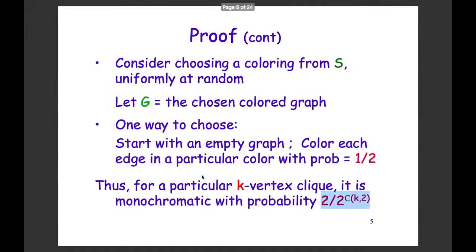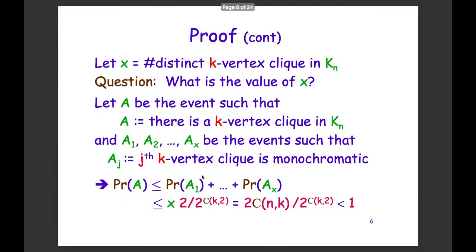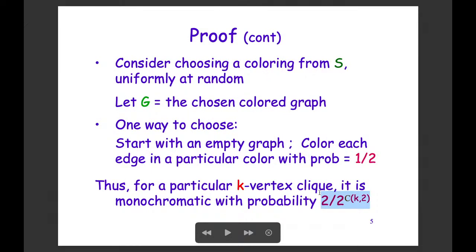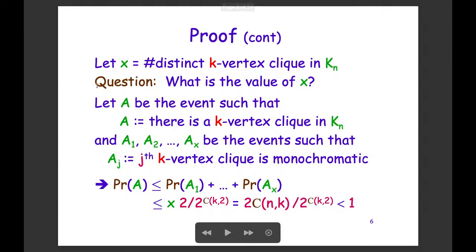Okay, now, then what is next? This is the chance. So previously, this is the chance of having a particular set of k vertices to be a monochromatic clique. Okay, now let us take a look at how many ways we can choose k vertices inside this Kn graph.